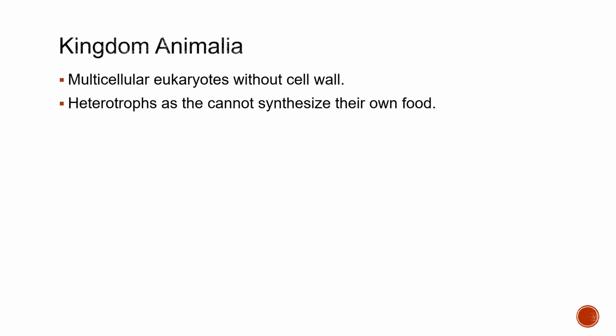Now here comes the last classification group, that is kingdom Animalia. These are multicellular eukaryotes and without cell walls. Cells are without cell walls. They are heterotrophs, they cannot produce their own food and they depend on others for their food.